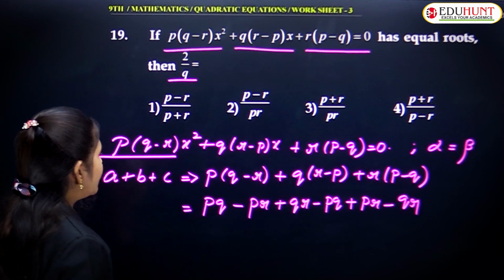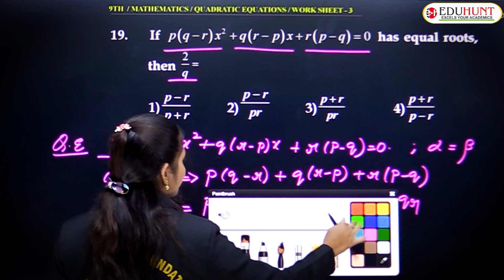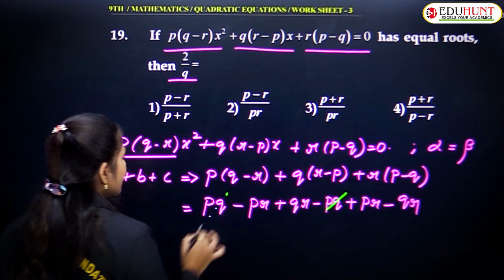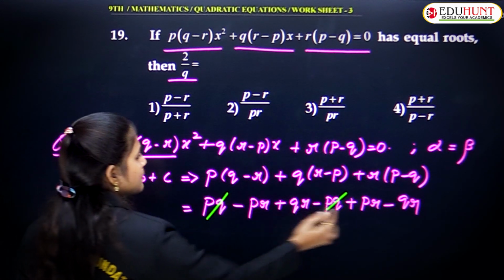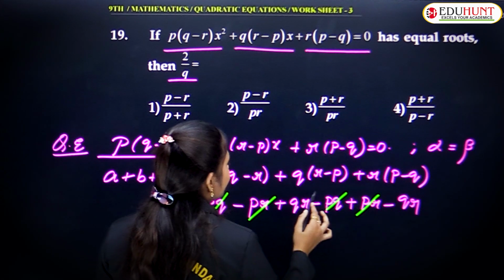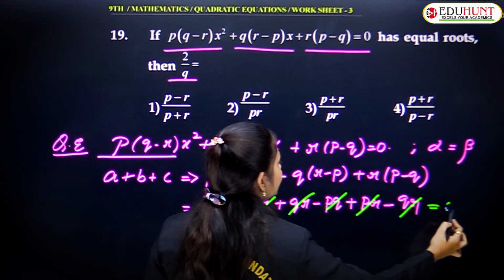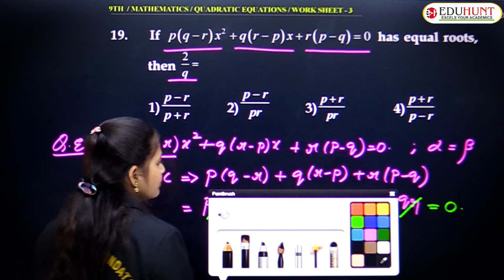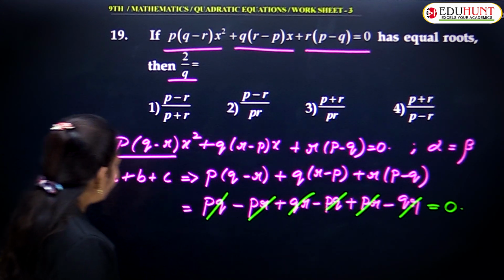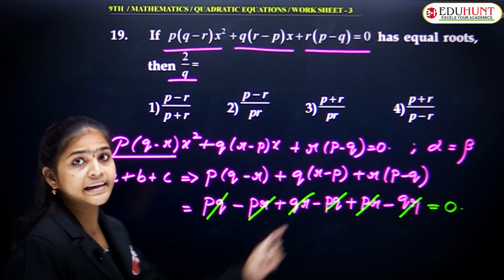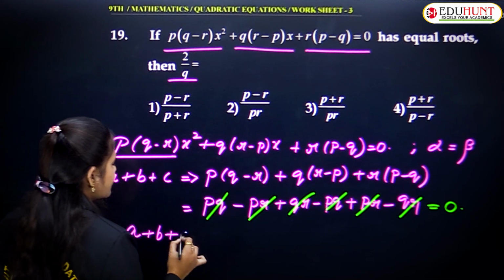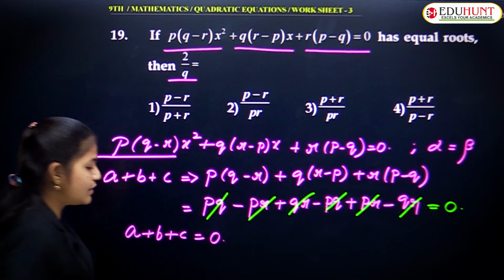See here, plus pq minus pq gets cancelled, minus pr plus pr gets cancelled, and qr minus qr gets cancelled. Finally the value is 0. So while checking a plus b plus c, we are getting 0.